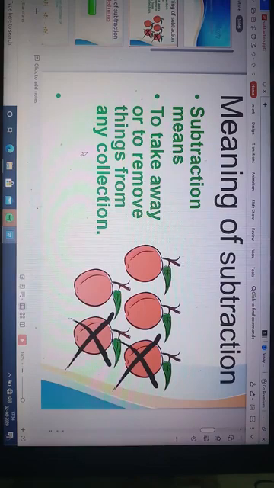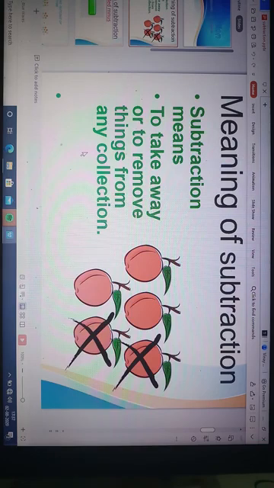Now, what do you mean by subtraction? Subtraction means to take away or to remove things from any collection.